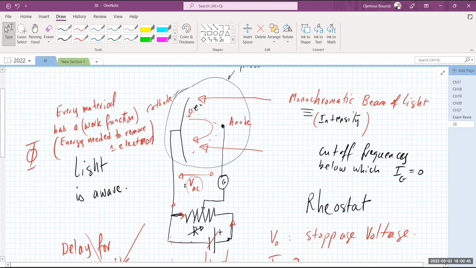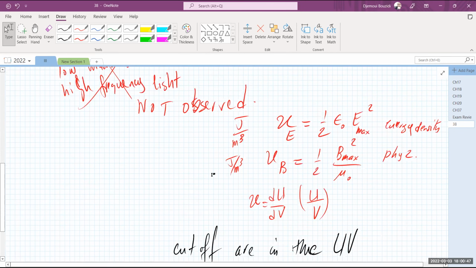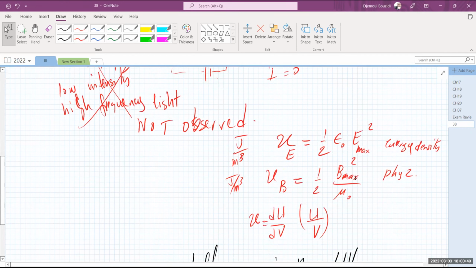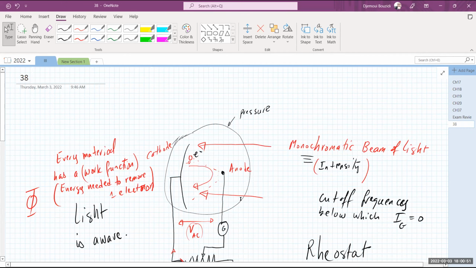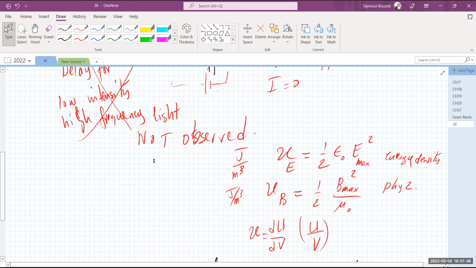function. Yet what happened is, the minute I shine a frequency bigger than the cutoff frequency, this reading starts to come out immediately. There is no noticeable delay. The lab could not produce that delay. That's a problem. So we needed to understand that something else is going on. Here is where Mr. Einstein came in.